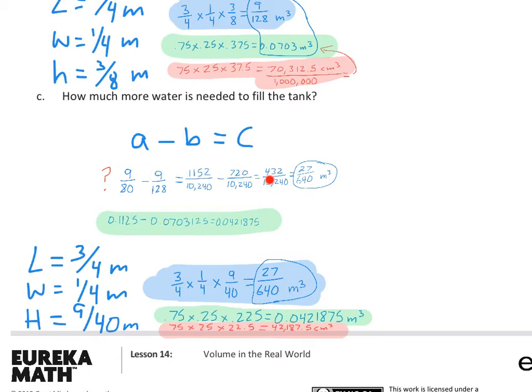You subtract to get 432/10,240ths, and then you divide both of those by 16, and you get 27/640ths in simplest form, which is the answer we got doing it this way.